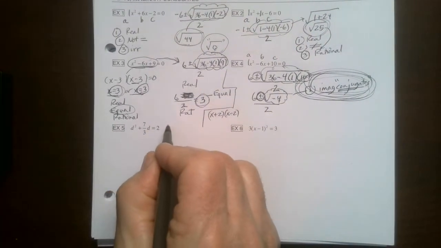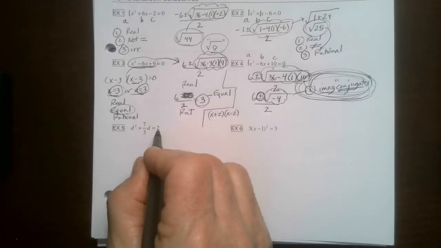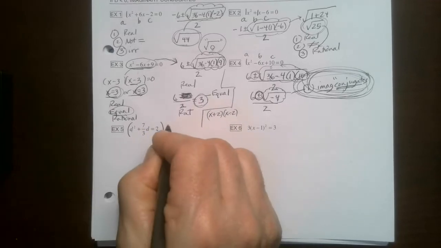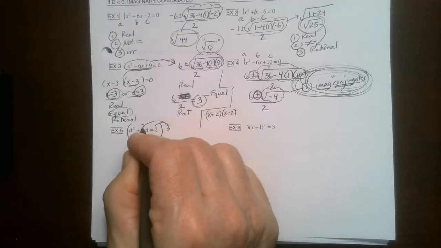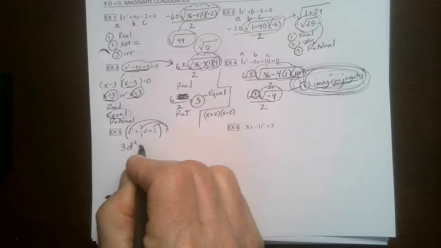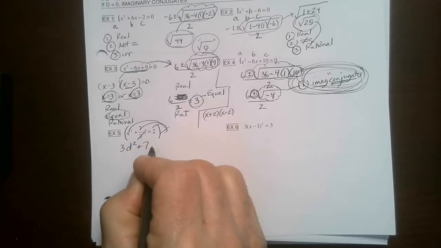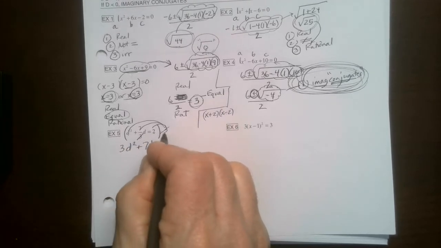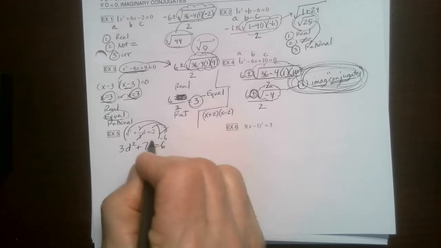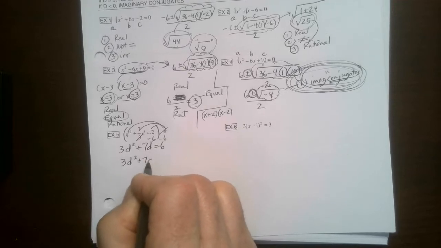Some students would multiply this by 3/7. That would clean this up, but it would cause a disaster here and a disaster here. So what we're going to do is just multiply this by 3. Boom, boom, boom. So we get 3d squared plus, this 3 would cancel with this 3. So you'd get 7d equals 6. 3 times 2, 6. Subtract 6 from both sides. Remember, we got to set this equal to 0.